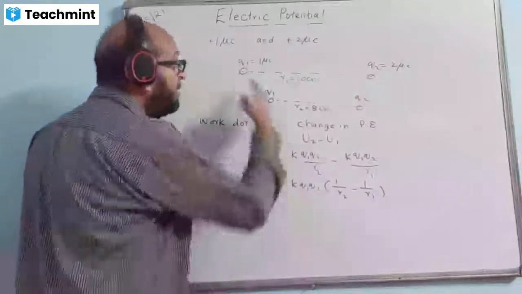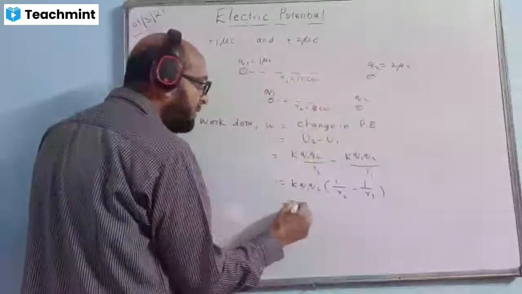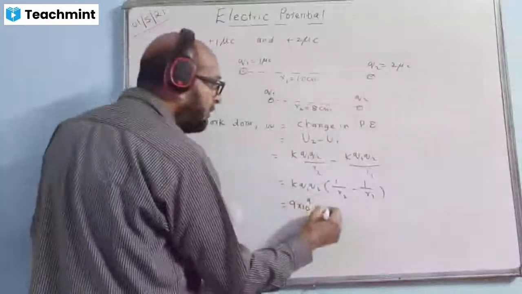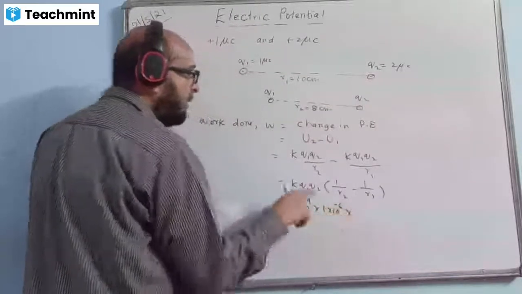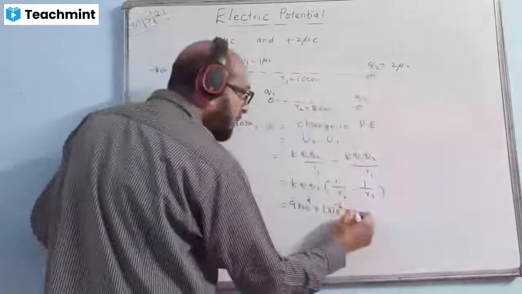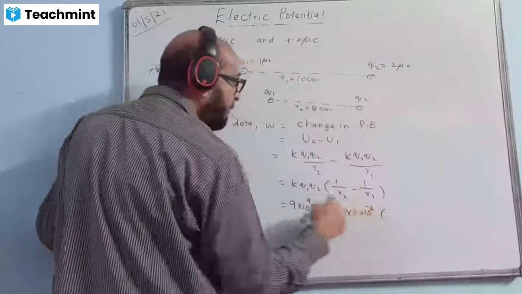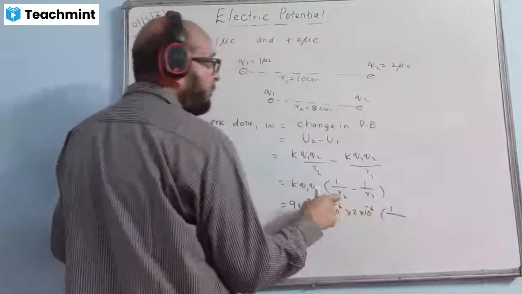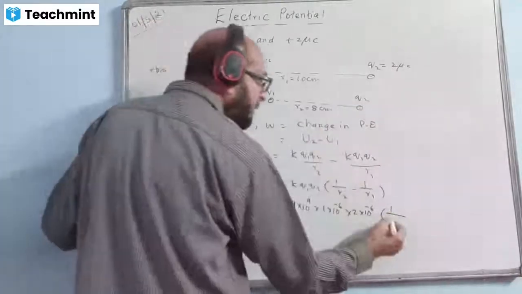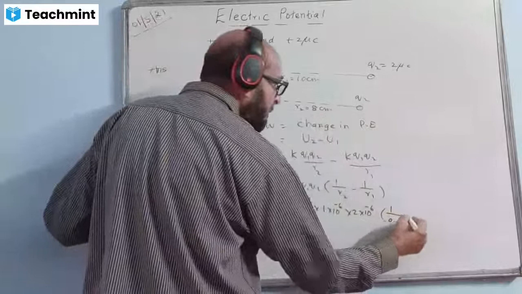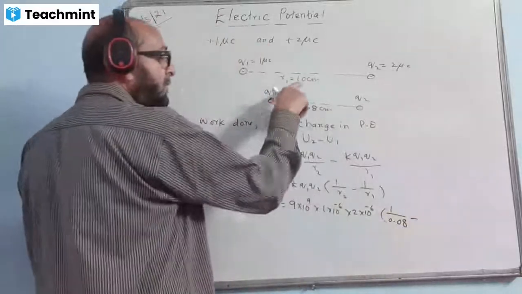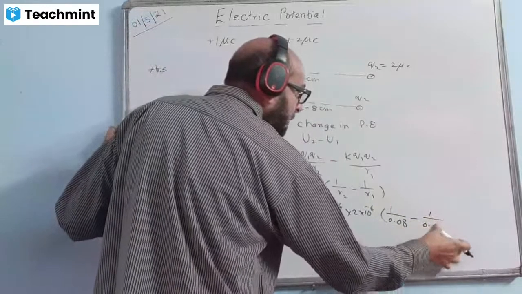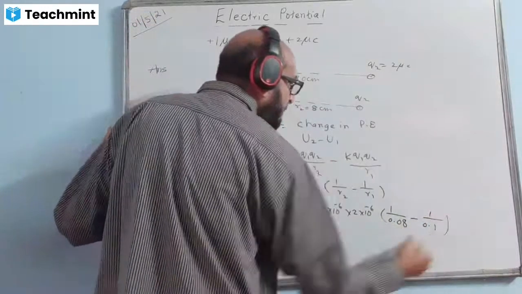The value of k, numerical value. This is a numerical problem. I'll put the value of k as 9 into 10 to the power of 9. Charge number 1 is 1 microcoulomb, so we have 1 into 10 to the minus 6. Q2 value is 2, so I'll get 2 into 10 to the minus 6. Then 1 upon R2. R2 distance is 8 centimeter, changing to meters that will become 0.08, minus R1 is 10 centimeter, I write 1 by 0.1, changing in meter.